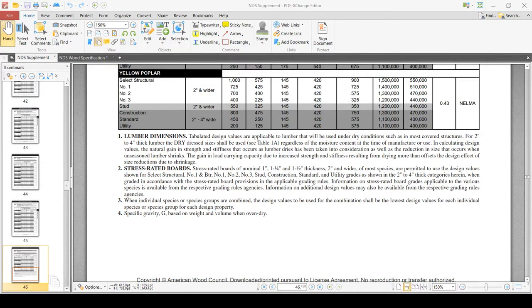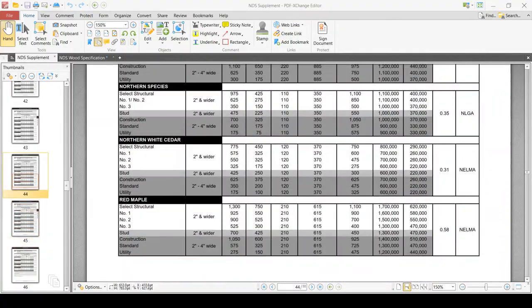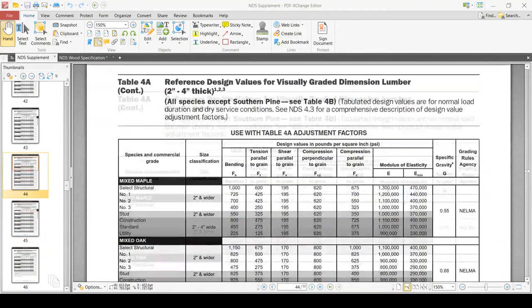When individual species or species groups are combined, the design values to be used for the combination shall be the lowest design value for each individual species or species group for each design category. Interesting. Okay, so to be used for this combination. So basically, this is saying that if you're using a variety of different species or different species groups, you have to use the lowest design value if you're not separating your designs.